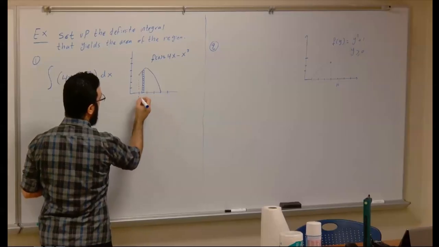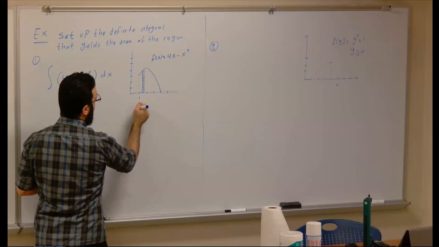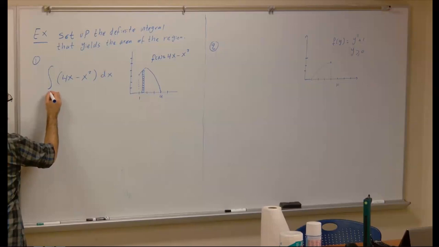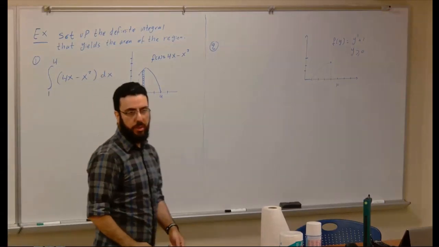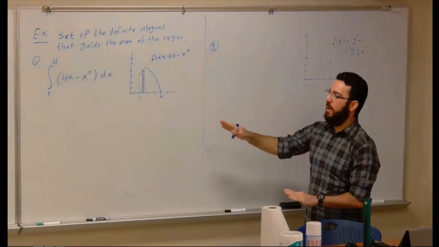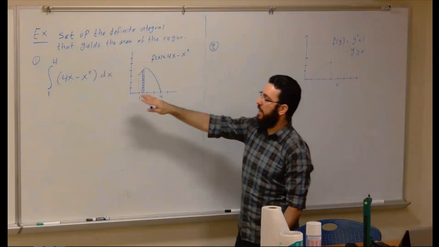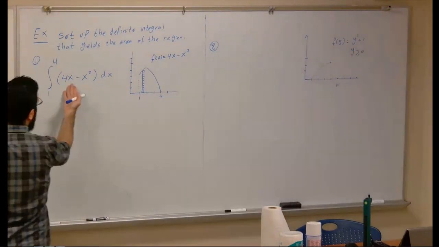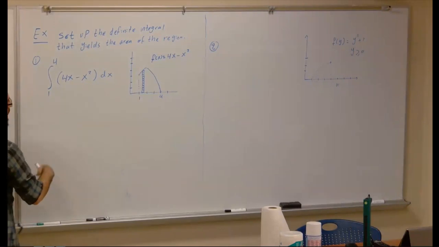Start from 1 and end at 4. So my limit for the integral is from 1 to 4. That's the whole thing. We're not going to find the area. I just need to set up the definite integral. So here is the definite integral. If you want to find the area, you just have to integrate this one, and that's what we're going to do in the next section.